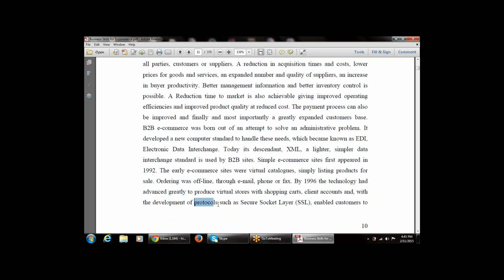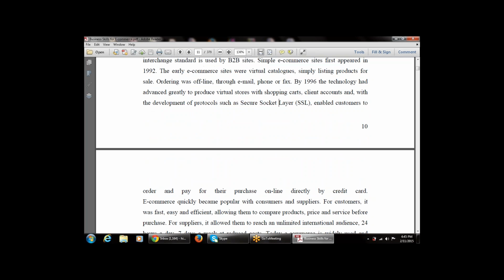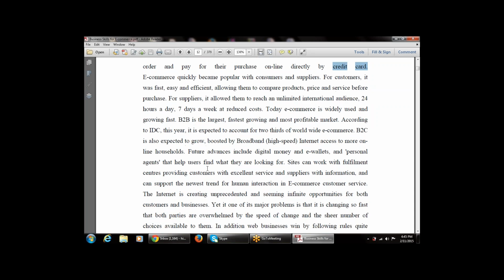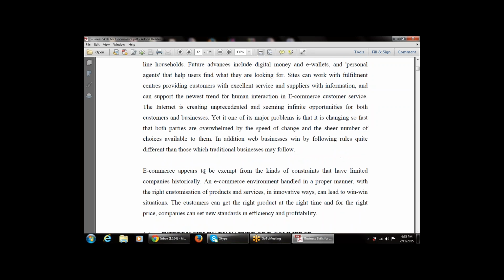With the development of protocols, that is the rules and regulations such as SSL, customers can order and pay for their purchases online directly by credit card. That is, we can purchase anything by using a credit card. So this is the nature of e-commerce: it is available 24 hours a day, 7 days a week, with reduced cost.